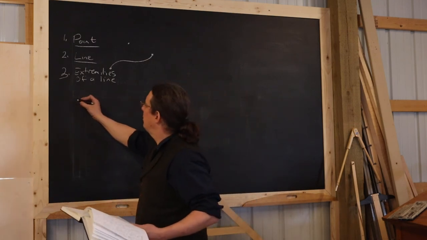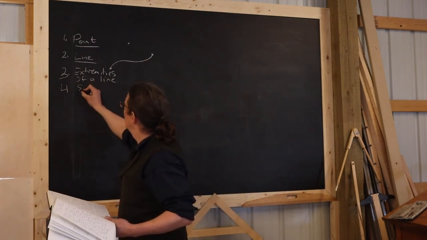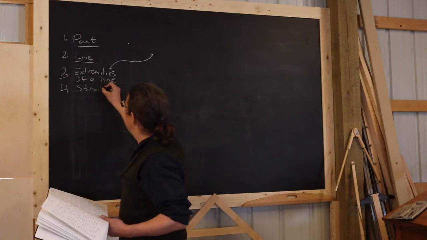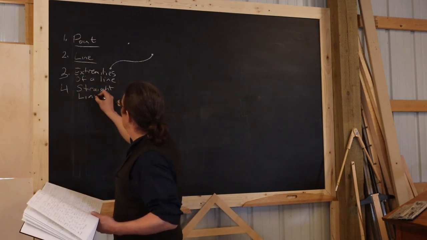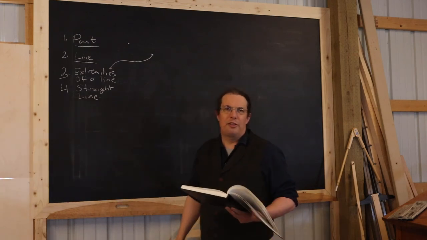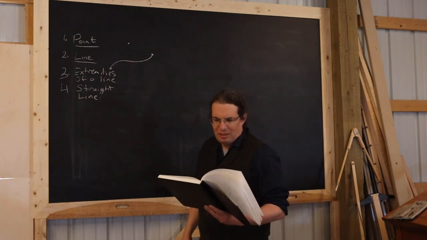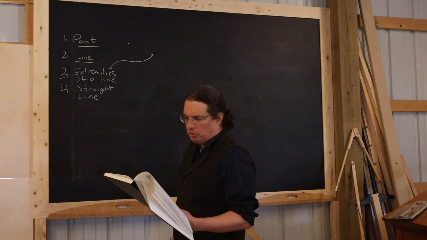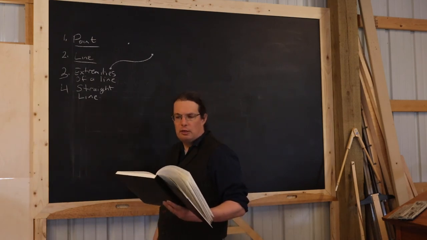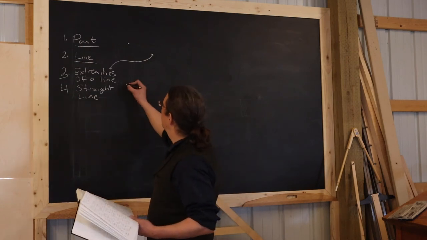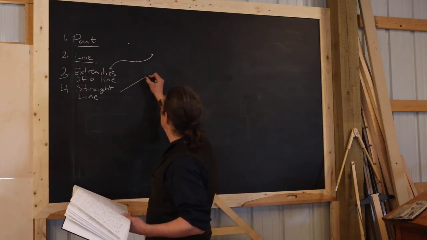A straight line, well, that's what we most often think of as a line segment these days, but Euclid calls it a line which lies evenly with the points upon itself. So it's going to look something like that.